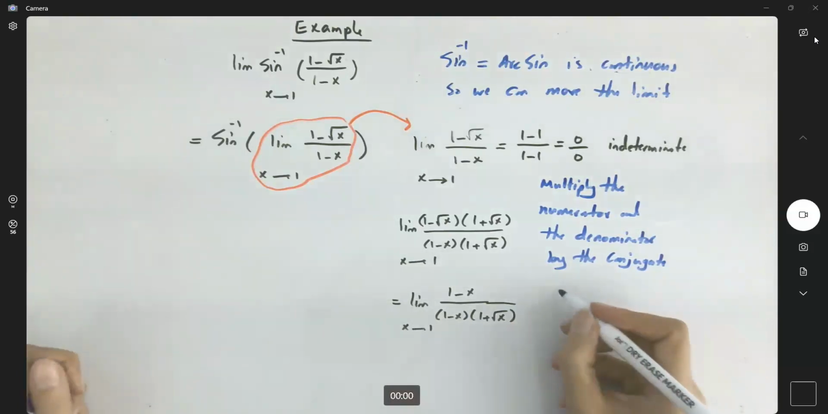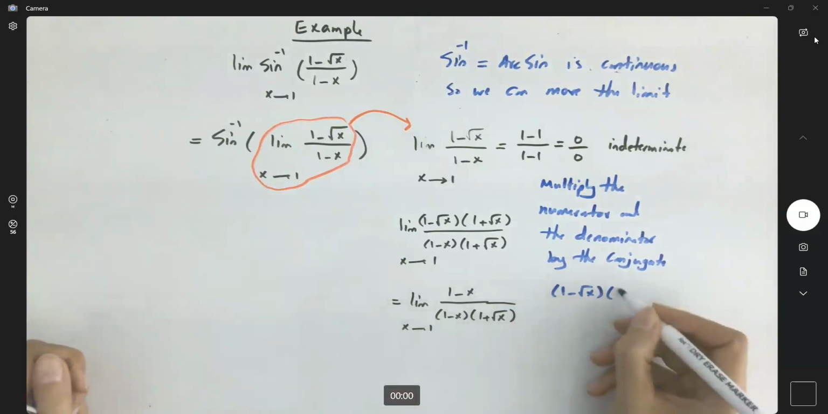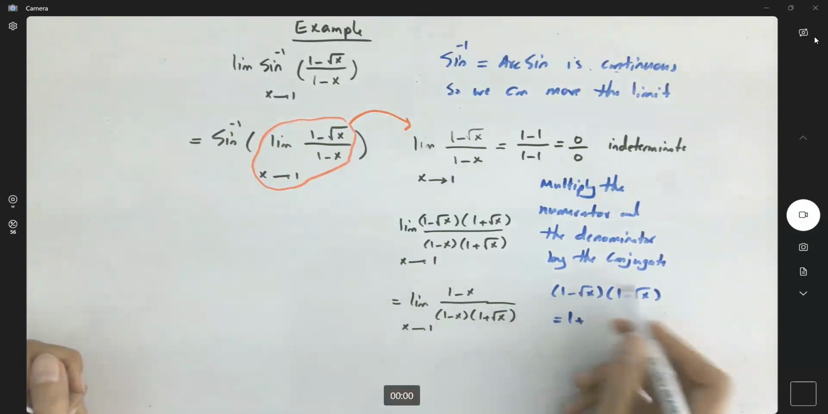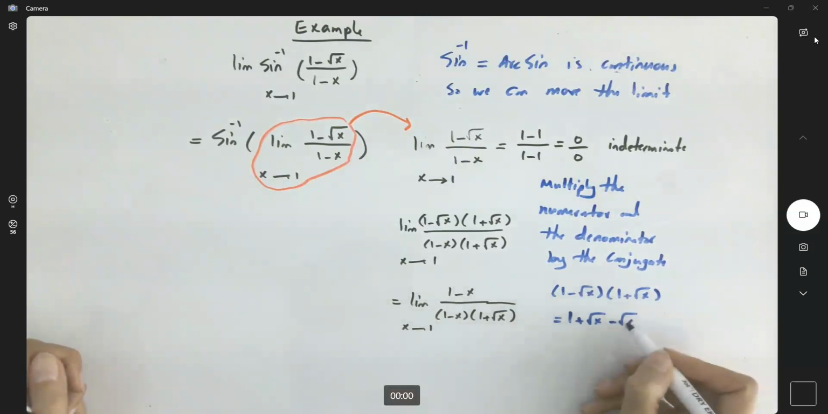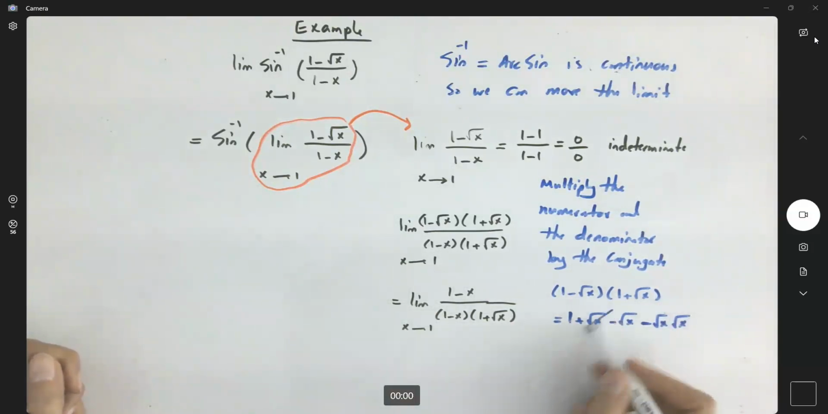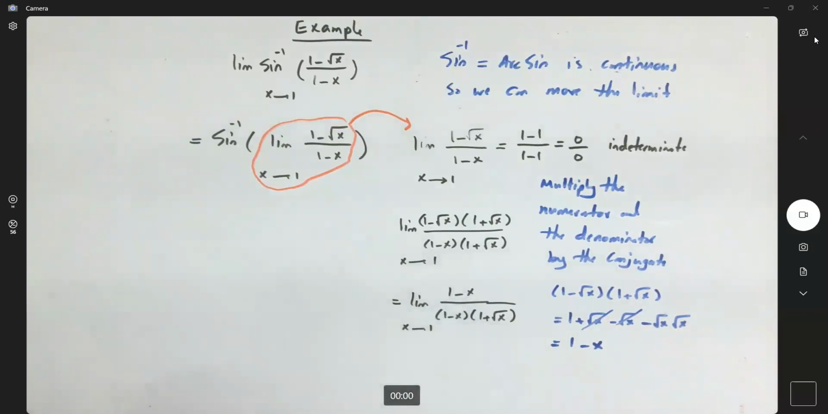Just note that 1 minus square root of x times 1 plus square root of x is 1 times 1, plus 1 times square root of x, minus square root of x, minus square root of x times square root of x. These two cancel out. You get 1 minus square root of x times square root of x, which is just x. Now you can simplify these two expressions. You can cancel out 1 minus x and 1 minus x. It becomes the limit of 1 divided by 1 plus square root of x as x approaches 1.